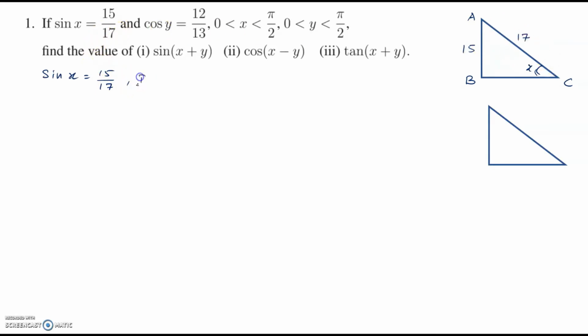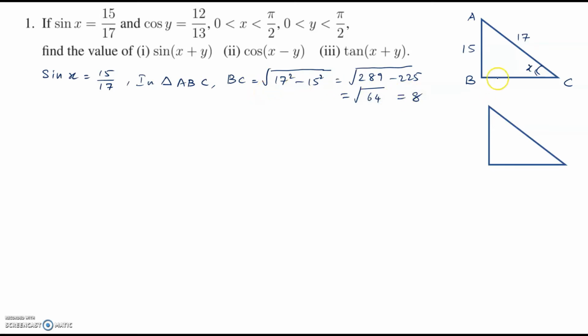Therefore, in triangle ABC, the side BC is equal to root of 17 squared minus 15 squared. So solving this is nothing but root of 289 minus 225, which is equal to root of 64, which is 8. So we have BC as 8. We found this. Now let's take our cos y.